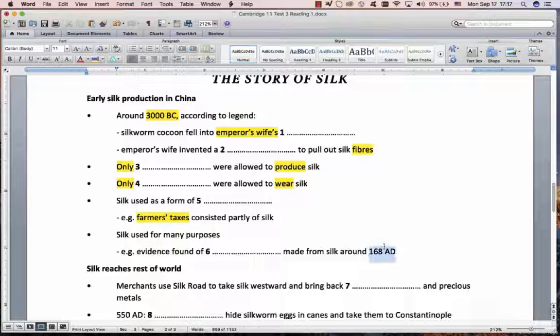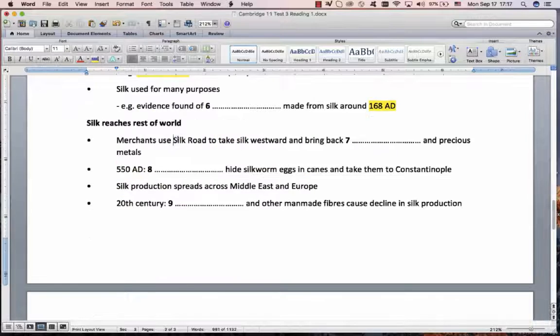And let's just find that. That'll help us. Silk Road, great. West is nice because you can't really paraphrase West. Precious metals. Eggs. Well, let's just find Constantinople. We can sort out the rest later. Middle Eastern Europe, don't need it. 20th century.